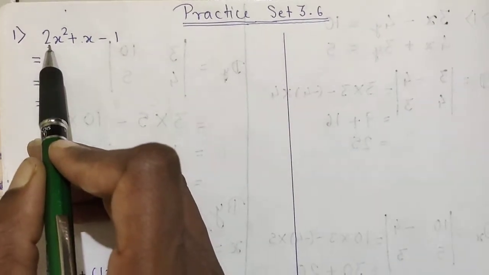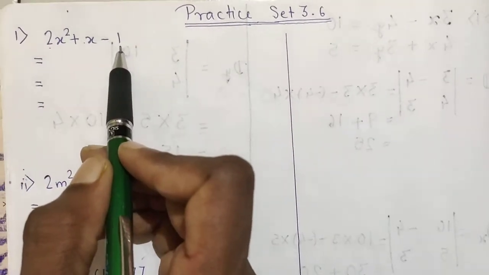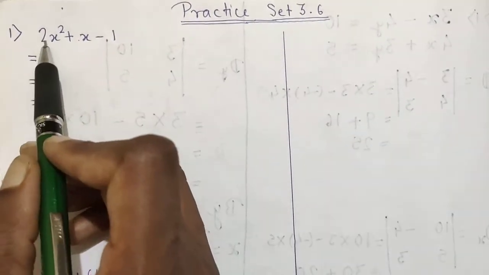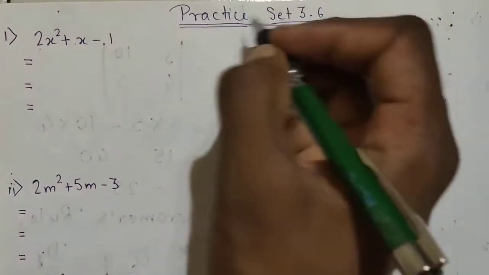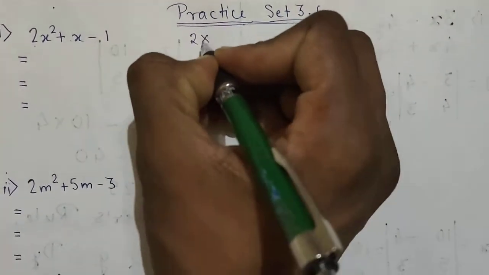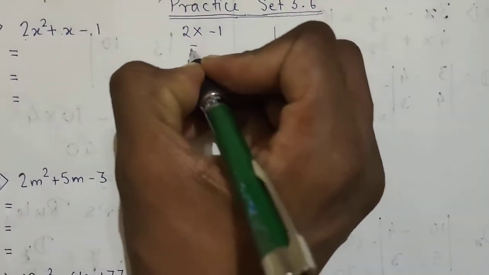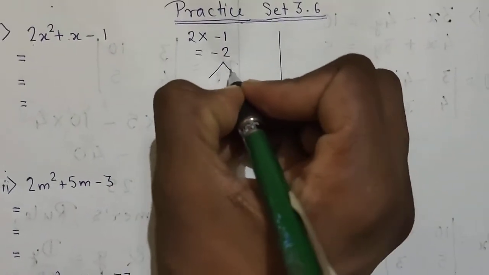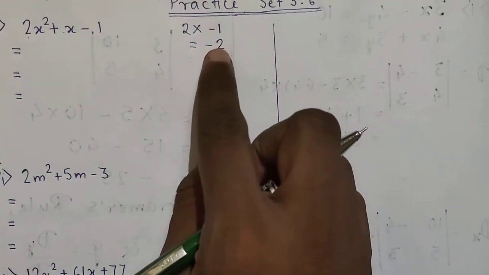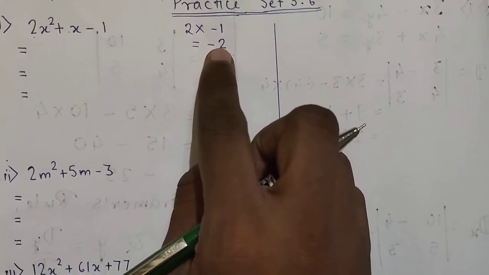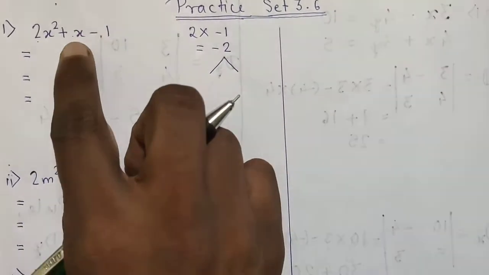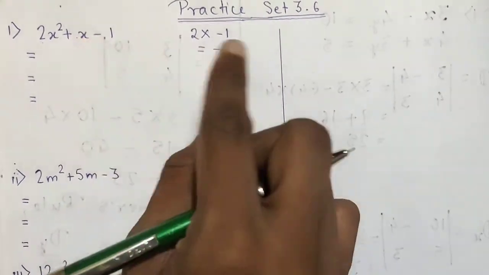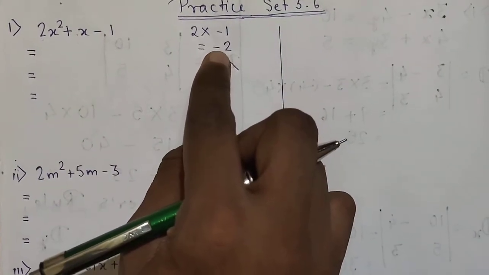What is the first number? 2. And what is the last number? Minus 1. So first what you are going to do? You are going to multiply the first number with the last number. So if you multiply 2 with minus 1, you are going to get minus 2. Okay. Now you need to make 2 parts of this minus 2 such that their subtraction gives you 1. Okay, why I said subtraction? Because the minus sign is here.